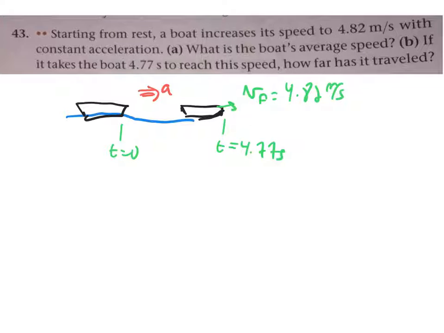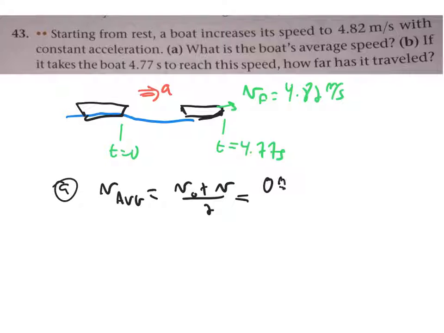So to get part A, we can do a bunch of things. The shortest way probably is to recognize that if the acceleration is constant, then the average speed is the same as the mean speed. And here that's even easier because we started off with 0 velocity at the start and we end at 4.82 meters per second. So we take the mean of those two numbers and we get just 2.41 meters per second.